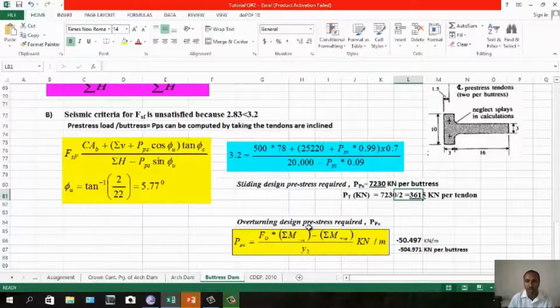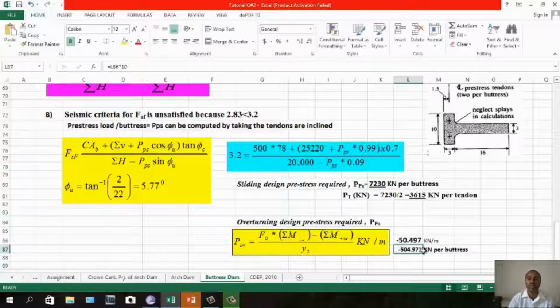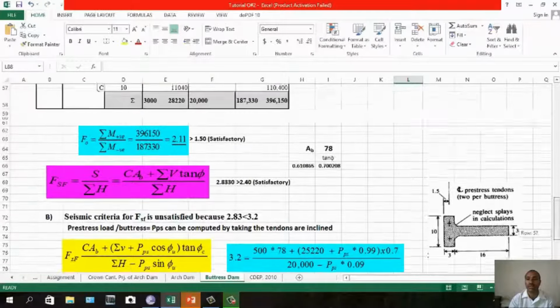Further, you can calculate the overturning design prestress required. So PP naught, you can calculate again using this equation. You get this in kilonewton per meter. For 10 meter distance, per buttress, you need this amount, which counterbalances the positive moment, 504.971 kilonewton in the counterclockwise direction. You have to apply it so that the buttress dam will be stable.